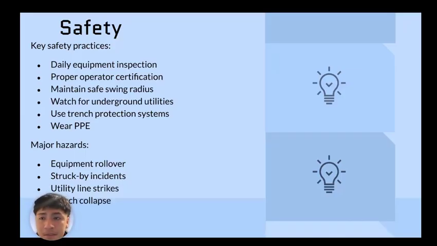Safety, key safety practices: daily equipment inspection. You want to know this thing's running properly before getting on it. Proper operator certification, maintenance, safe swing radius, watch for underground utilities, use trench protection systems, and wear PPE. Major hazards: equipment rollover, struck-by incidents, utility line strikes, and trench collapse. These are some major hazards while you're driving these excavators.